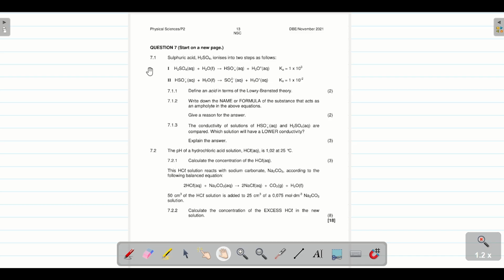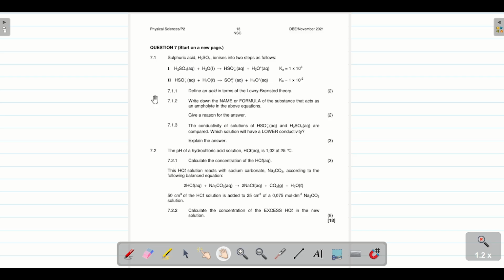Let's get into it. In 7.1 they state, sulfuric acid, H2SO4, ionizes in two steps as follows. Step 1: H2SO4 plus H2O produces HSO4 minus plus H3O plus, and then they give us the K value for both reactions. In reaction 2 we have HSO4 minus plus H2O, which produces SO4 2 minus plus H3O plus.